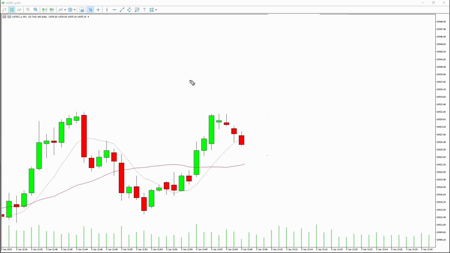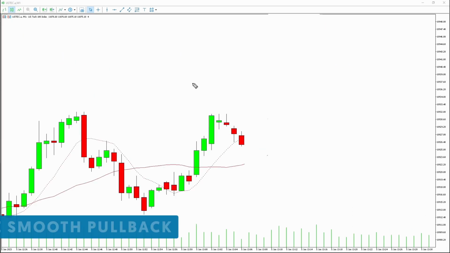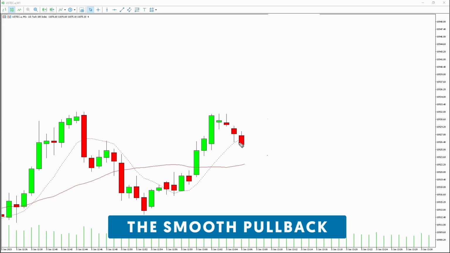Now, what kind of pullbacks do I like to trade? Because not all pullbacks are the same. Although we may have the same reaction on a moving average, it also matters how the pullback starts. And the best pullbacks, the ones that tend to give you better odds of continuation of the price making new highs, are the pullbacks that have small red candles, pullbacks that are smooth. We want to see some kind of 45 degrees or so.